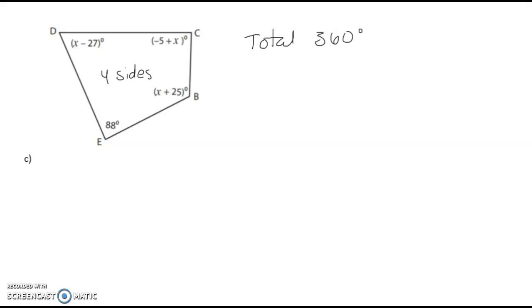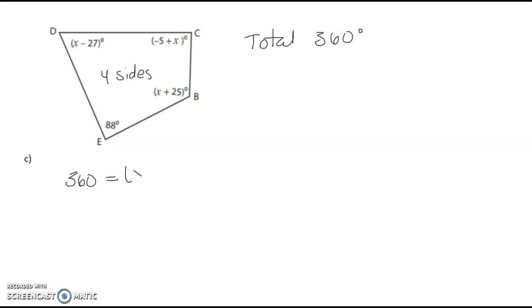So now we have to figure out, we're going to take 360 degrees and subtract all of these. Okay, so I'm going to do it down here. We have a little bit more room. So 360 is equal to the sum of all of these added up, because we are given the total, so we're not missing a side. So let's start solving.